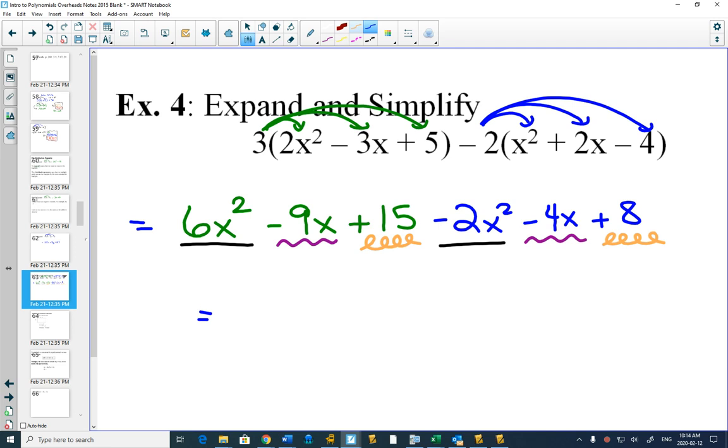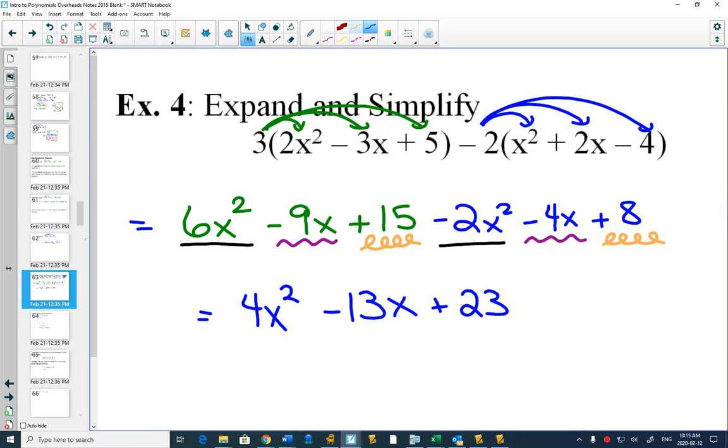So now we can write our final answer. If you have 6x squareds minus 2x squareds, how many of them would you have in the end? 4x squareds. If you have a negative 9x and you subtract 4x, think of your number line. You're at minus 9, and you're going back 4 more. Negative 13x. And 15 plus 8. 23.